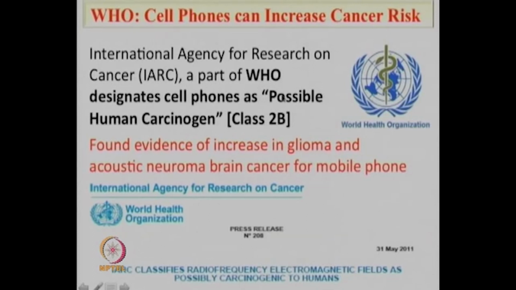However, WHO made it a little bit simpler. WHO designates cell phone as a possible human carcinogen class 2B, and they found evidence of increase in glioma and acoustic neuroma brain cancer for mobile phone. Now see, it is very interesting. What it says here is radio frequency electromagnetic field. So in fact, this includes cell towers also. It includes high radiation from FM radio, TV signals and radar systems and so on, whereas they modified it to cell phone. So now why did WHO do that?